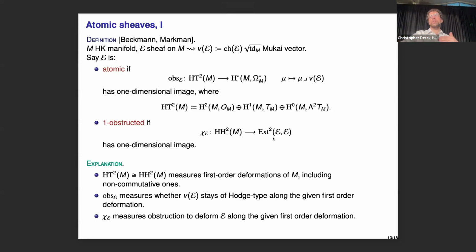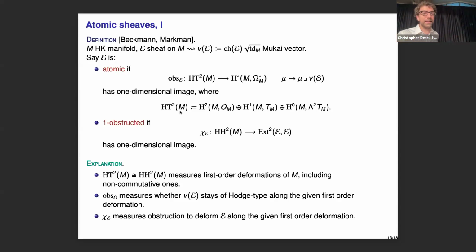The H2 and the HH control the deformations, including non-commutative ones. The H1 of the tangent bundle controls complex deformations, like in Claire's result before. If I look at H2 of M, this controls some sort of gerbe deformation. And if I look at the symplectic, the Poisson form, which is on the right-hand side, you can imagine it as a Poisson structure. This gives you something which is non-commutative. So I want to look at all the deformations.